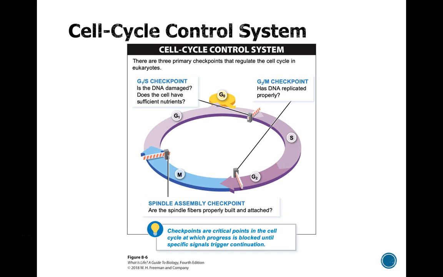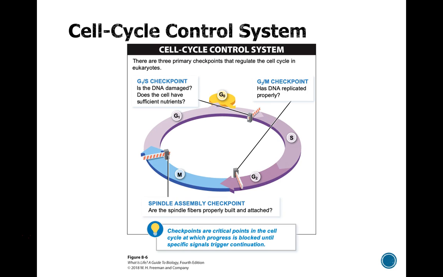Each one of these phases of the cell cycle is really tightly regulated by something called the cell cycle control system. Each of those phases is regulated by a checkpoint, basically a gatekeeper at the end of each of these phases that checks to make sure the cell is ready to move on.